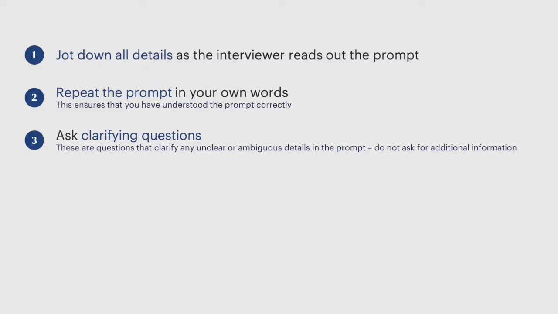After double checking that your understanding is correct, the third thing that you want to do is to ask clarifying questions. Now, many people don't know exactly what a clarifying question is, and we're here to explain it today. These are essentially questions that clarify any unclear or ambiguous details in the prompt. For example, if the prompt tells you that the client has an e-commerce business, it might be worth asking whether we're talking about B2B e-commerce or B2C e-commerce, as this could make a pretty large difference in your analysis.